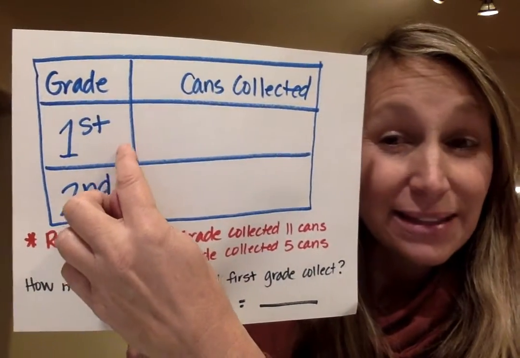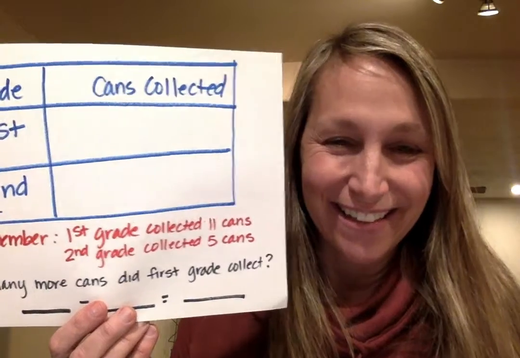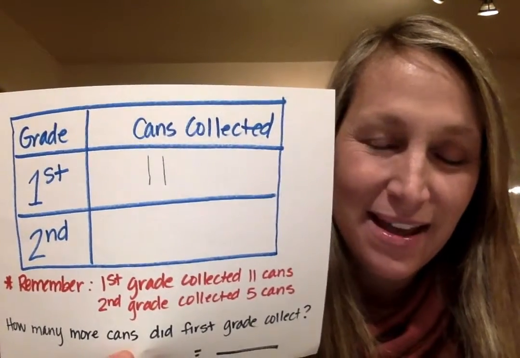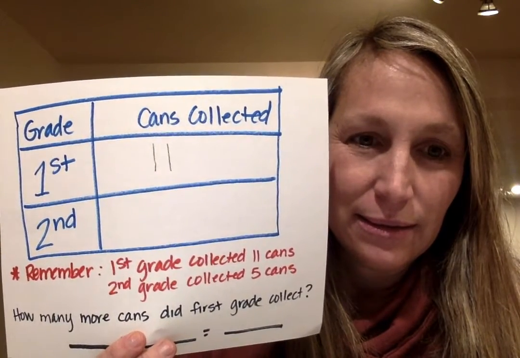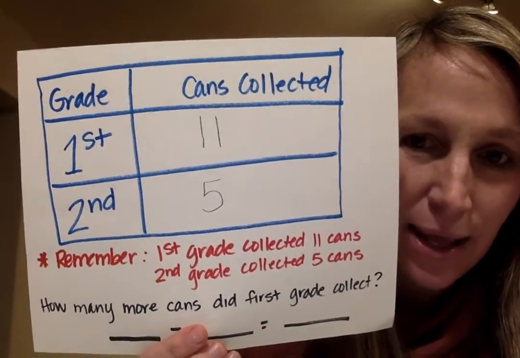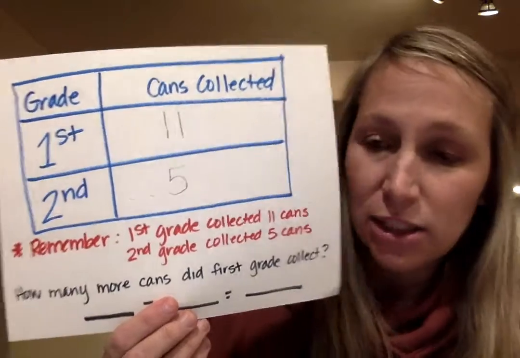So how many cans did first grade collect? Woo, lots of C words in there. 11, excellent. So first grade collected 11 cans. So I would write in there 11. Now, how many cans did second grade collect? Yes, 5 cans. So I would write 5 underneath second grade. And you can see that my table is now filled out. Now I have the information I need to solve the problem.